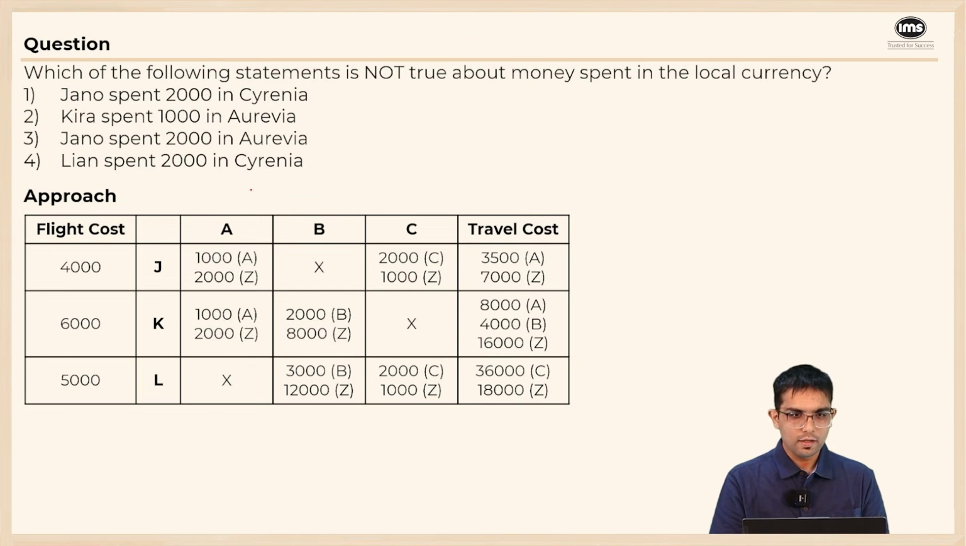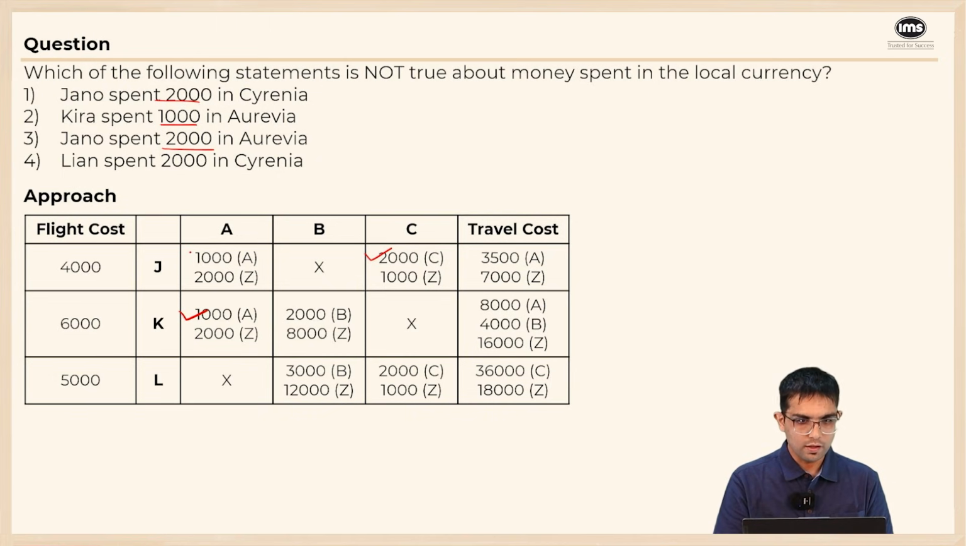Which of the following statements is not true about money spent in the local currency? Not true. Let's see. J spent 2000 at C. It's a correct statement. We need to find out the not correct one. K spent 1000 in A. Correct.